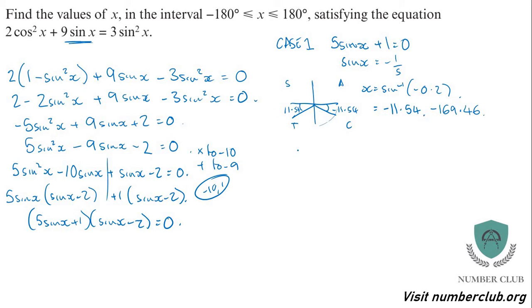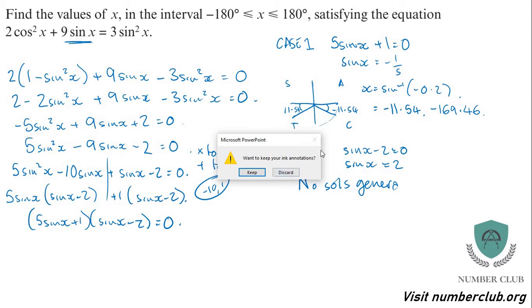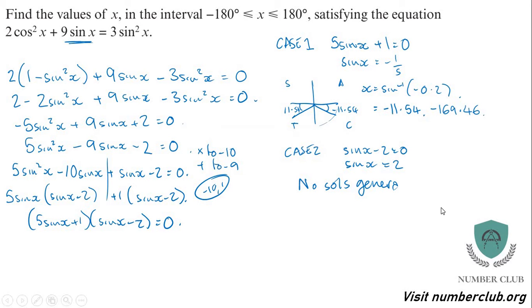All right, and case 2 is where sine of x minus 2 equals 0. So sine of x equals 2. No solutions generated. If you try tapping that into your calculator, it will give you an error. There are no solutions generated.